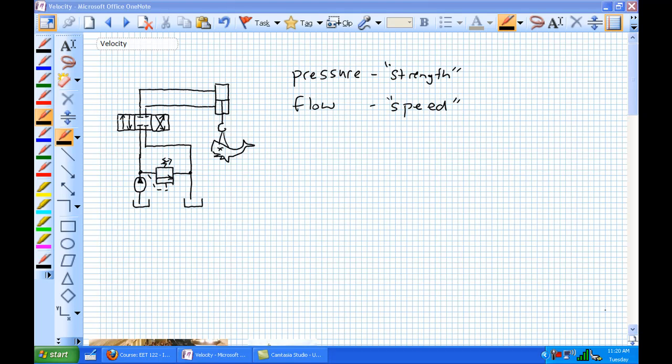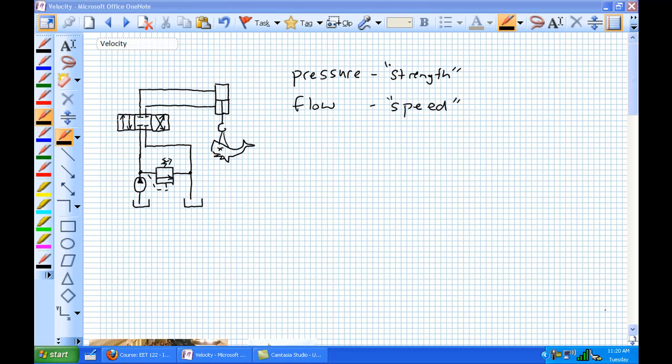But before we go into that, I want to talk about some pretty critical hydraulic topics related to velocity. And the first one is here, this concept. Pressure is quasi-equivalent to strength, and flow is quasi-equivalent to speed. And this is kind of a summary of what we learned in our first lab.